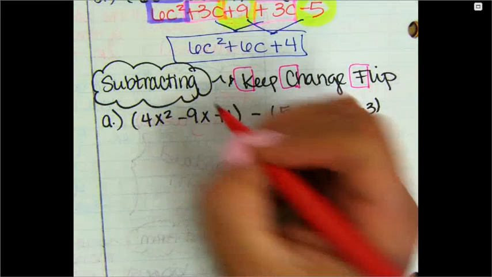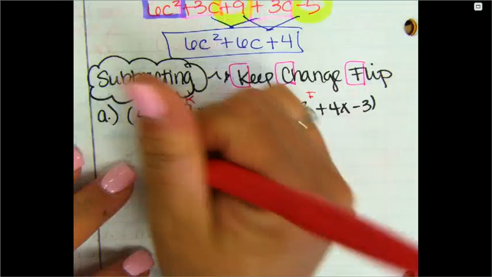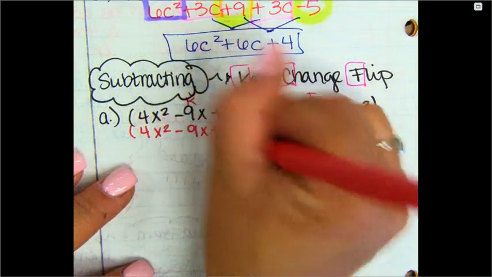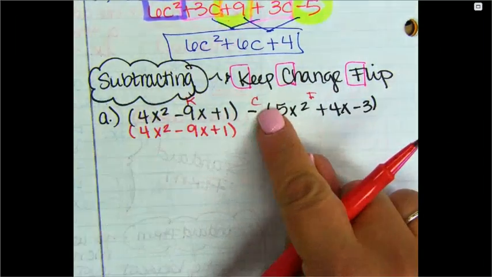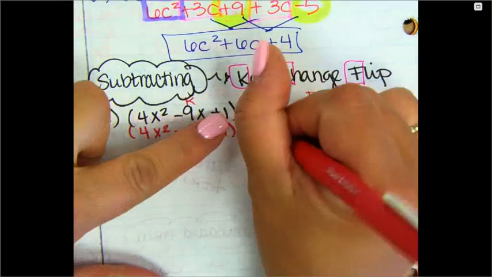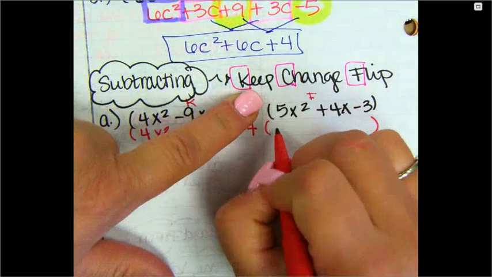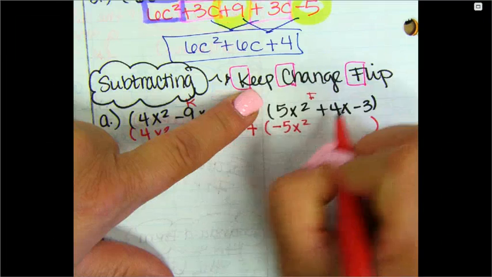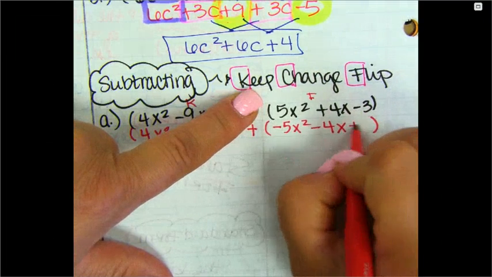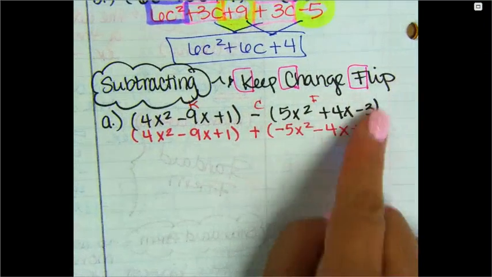Now watch. Keep, change, flip is pretty easy. We're going to keep it, we're going to change it, we're going to flip it. So watch what I do. The first one stays exactly the same as what it was. We're going to change. From subtraction, the inverse of subtraction is addition. So we're going to make it addition. We're going to flip all of the signs on the other side. So you had a positive, so it becomes a negative. You had a positive, so it becomes a negative. And you had a negative, so it becomes a positive. So I keep exactly the first one, I change this to the inverse, and I flip all the signs over here.